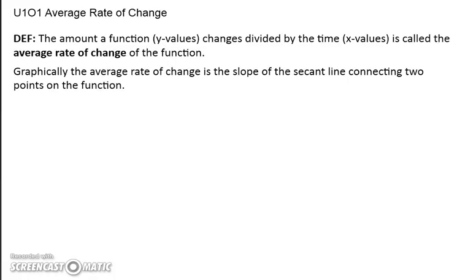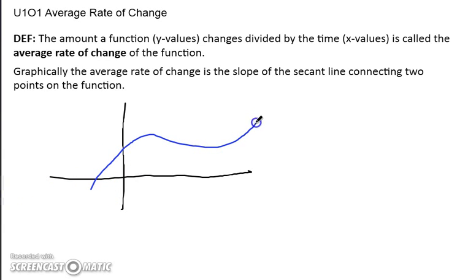So basically what we're looking at with the average rate of change is the slope of a secant line connecting 2 points on the function. So if we have, let's just say, some random function, and we take 2 points on said function, and we connect the points with a secant line, the slope of that secant line is going to be the average rate of change of that function over this interval from, let's call it a to b. So however much the y value changes over this time interval, we're going to call the average rate of change.